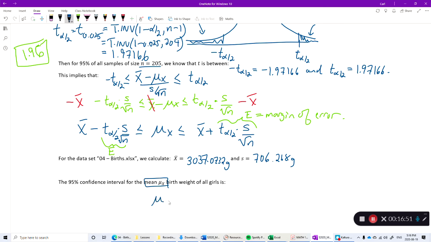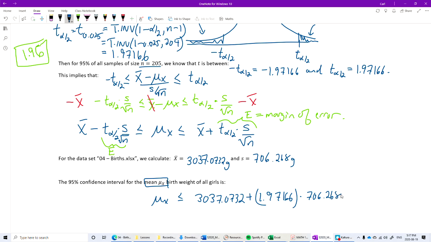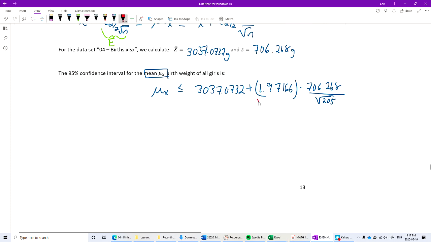Okay, so what is the 95% confidence interval for the mean mu? Well, we know that mu x is between the sample mean plus or minus the critical t-value, which was 1.97166, from up here, times S, 706.268, divided by the square root of n, which is 205. Now I'm going to do this part first fully because this is what we call E, the margin of error, and it'll save me a little bit of writing.